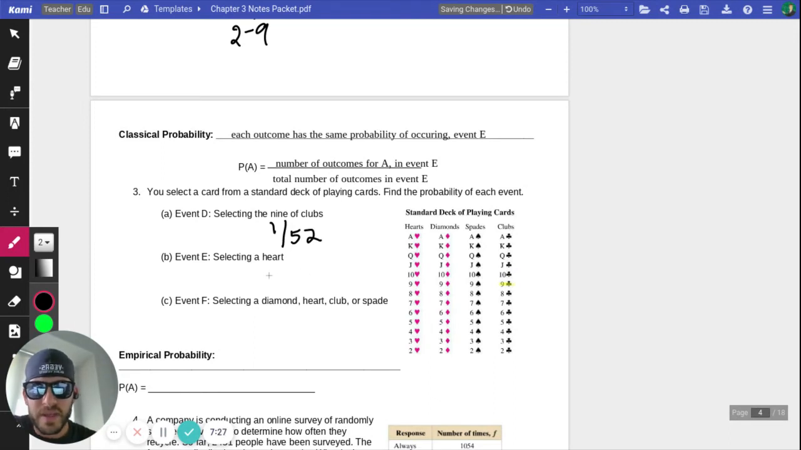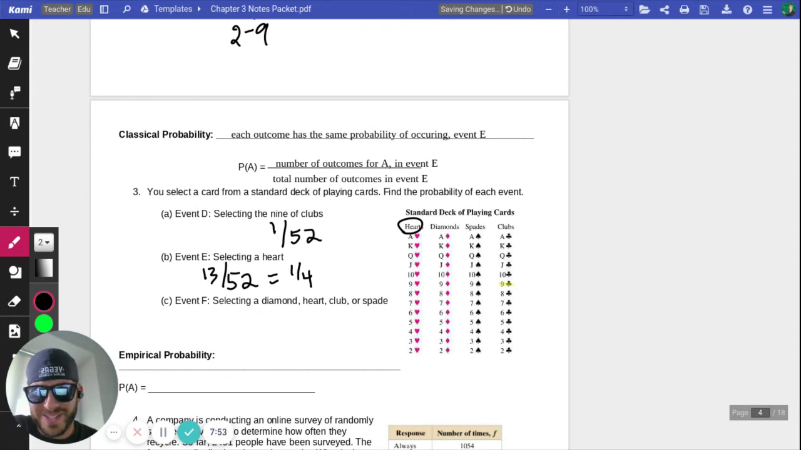Event E, selecting a heart. So there are 13 hearts. So we can say that that is 13 out of 52, the total number of playing cards. We could also reduce that, or just figure out that hearts is 1 out of 4 different suits. So it's 1 out of 4 there.